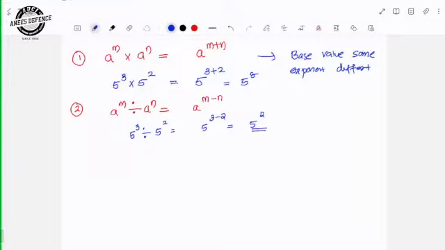Hello? Sir, it will come as 5 raised to 1, right? Sorry, 5 raised to 1. 3 minus 2 is 1.